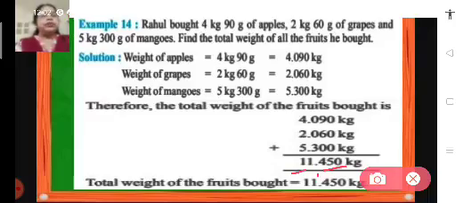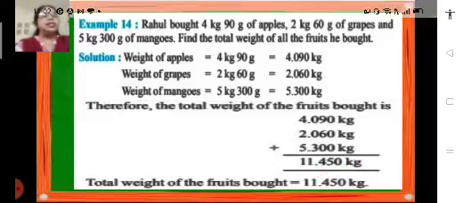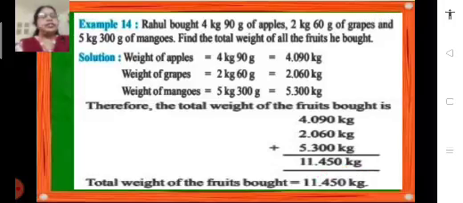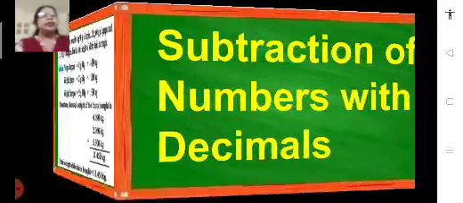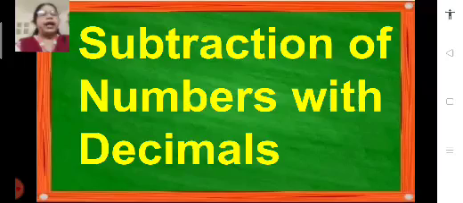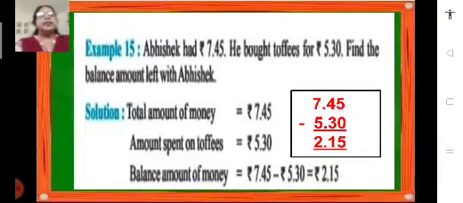So what is the total weight of fruits bought? It is 11.450 kilograms. Now how do we subtract numbers with decimals? We have learned this during our lesson. Let's revise this. Abhishek had 7.45 rupees. Okay, he bought toffees for rupees 5.30. Find the balance amount left with Abhishek.